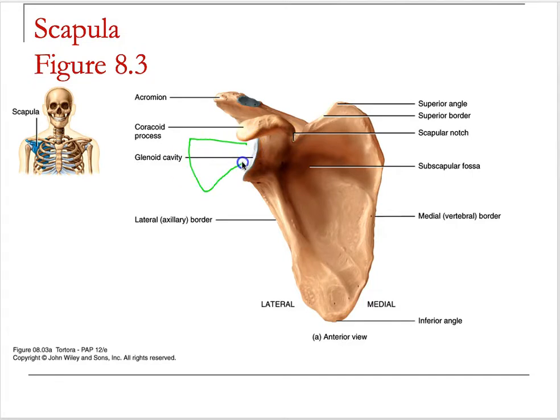Notice I'm sticking with the green, so the whole theme makes sense, right? The head of the humerus that would fit inside that slot right there. Okay, cool. Let's get rid of that. Let's keep going.